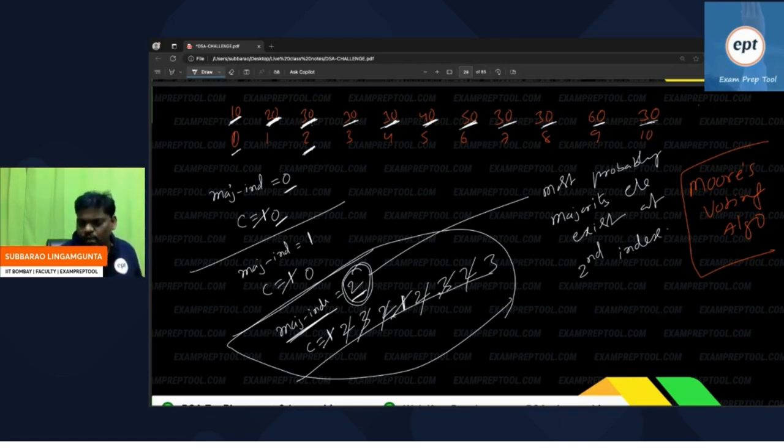Take one for loop or while loop, whatever it is. Count how many times 30 came. Let's check. I will take one scan. I will count how many times 30 came. How many times did 30 come?